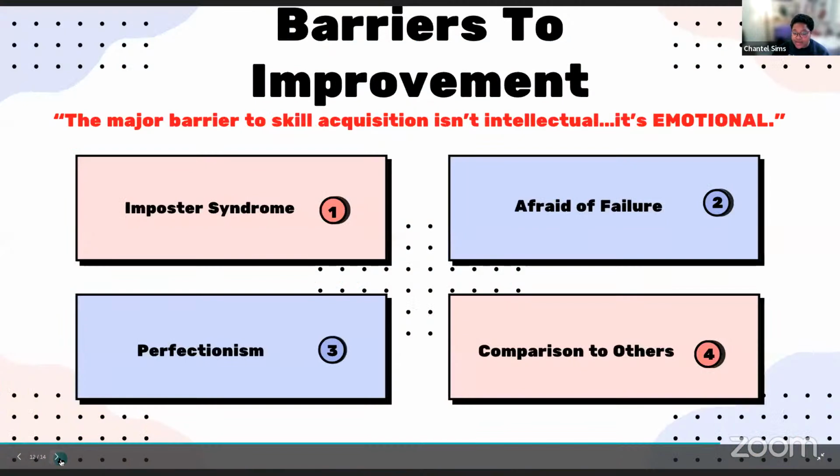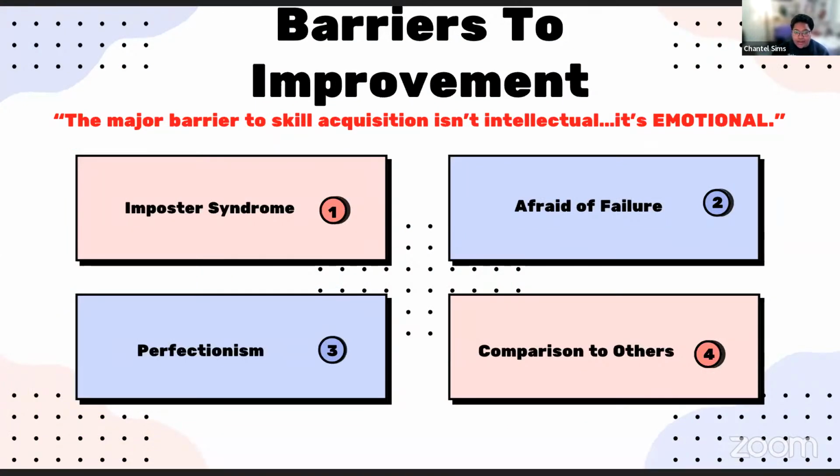So now that we have an understanding of beginner, intermediate, and advanced methodologies, let's talk about some of the barriers to improvement. Now, what you see here on the screen is not necessarily new information, right? Everybody knows this. I've been in the field for quite a few years now, and I still have some of these feelings from time to time, depending on what I'm up against, right? But then I have to remind myself, yo, it's emotional, it's not intellectual. Let's jump back into it.